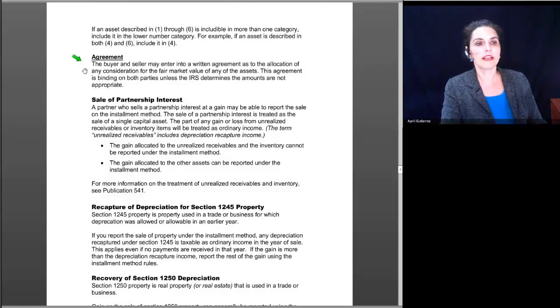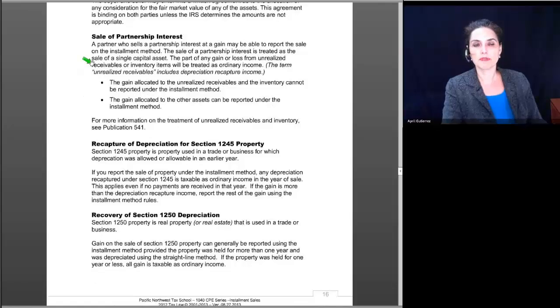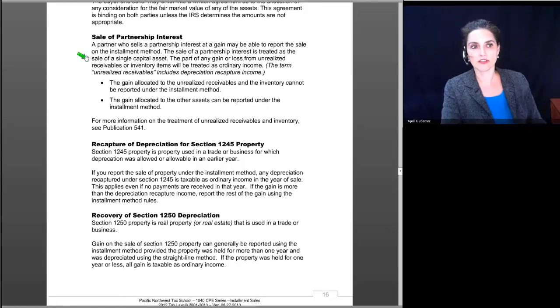The agreement is binding on both parties unless the IRS determines that the amounts are not appropriate. Sale of a partnership interest. A partner who sells a partnership interest at a gain may be able to report the sale on the installment method. The sale of a partnership interest is treated as the sale of a single asset.